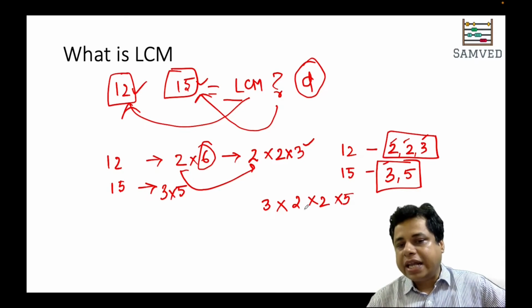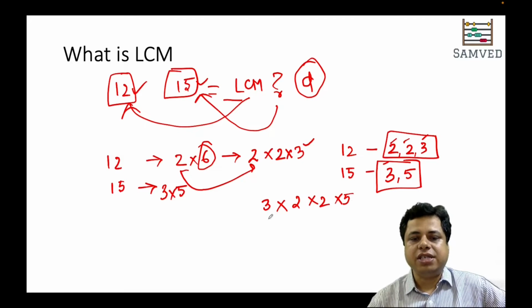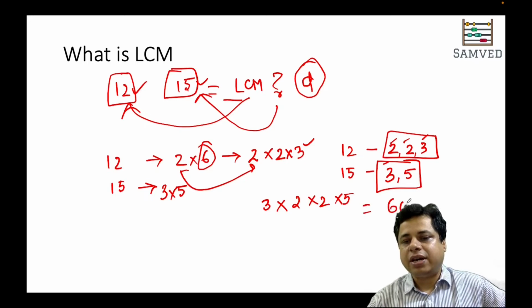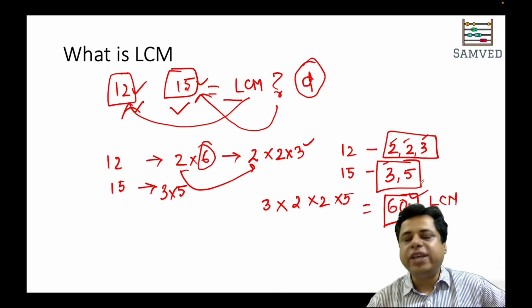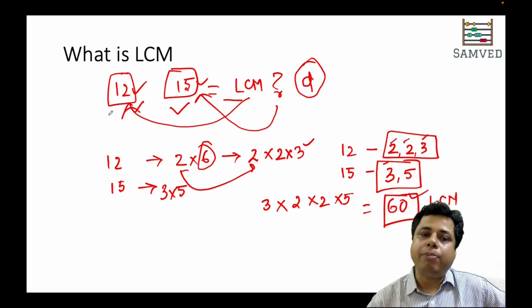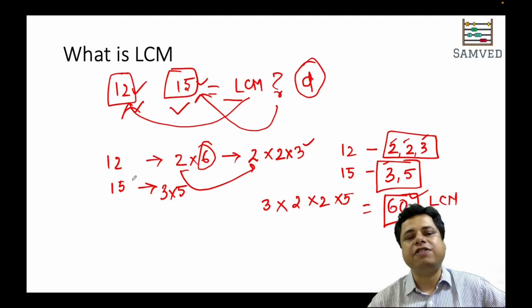When we multiply these numbers, 3 into 2 is 6, 6 into 2 is 12, and 12 into 5 is 60. So 60 becomes the LCM of 12 and 15. 60 is the lowest number which can be divided by both 12 and 15.